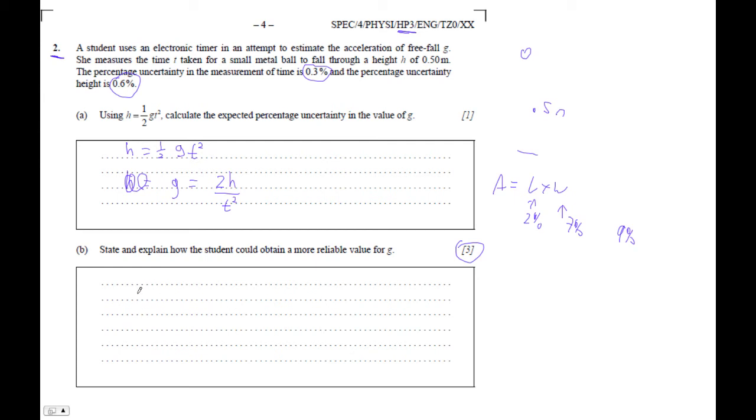The other way they talk about it is the apparatus itself. They talk about the ball, to reduce air resistance, a more dense ball or something like that. In the mark scheme, it says a smaller one, which if it was too small, might actually increase the air friction. But anyway, use a larger height. That's sort of what I came up with.